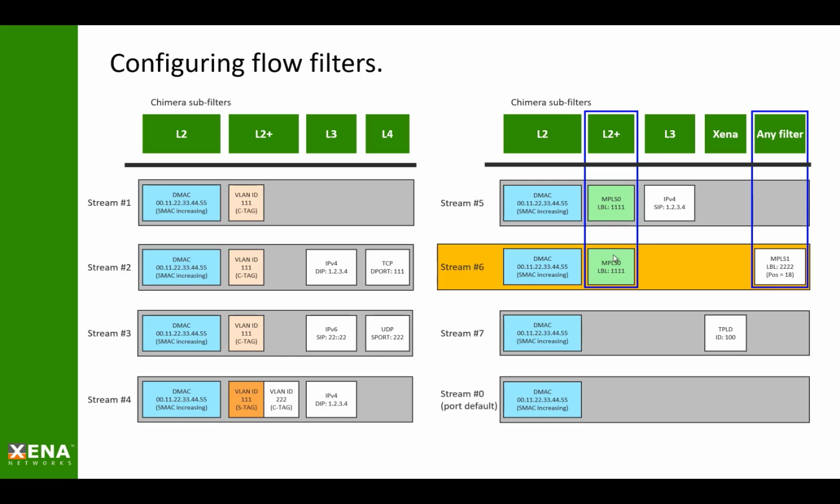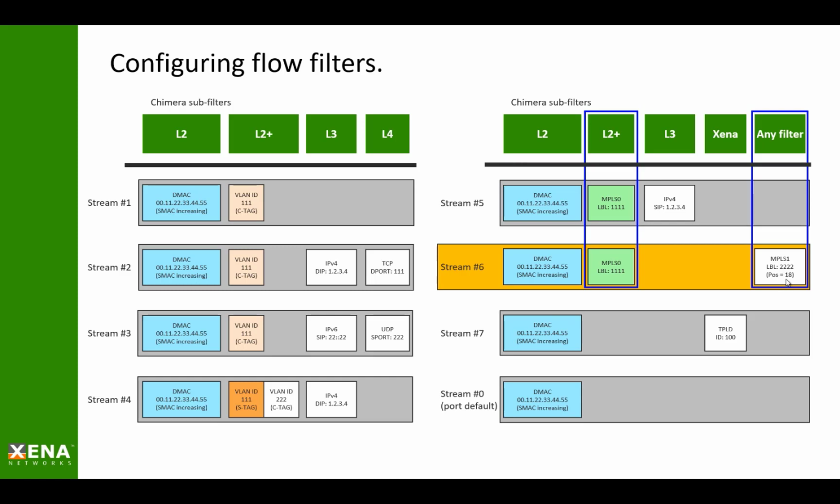Stream number 6 has 2 MPLS labels. The L2 plus subfilter only supports a single label, so we will use this to match the outer label. Chimera supports a very flexible any filter, which allows you to map 6 consecutive bytes at a configurable offset. We will use the any filter to match the 20 bits of the label value in the inner MPLS label at position 18.